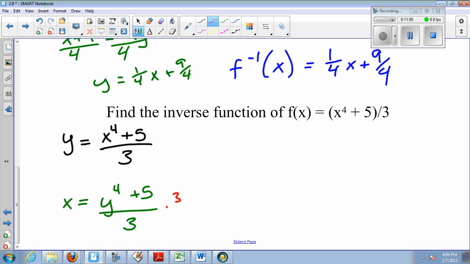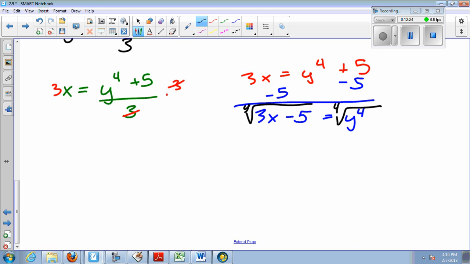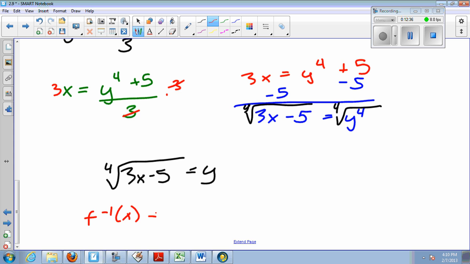So first thing I do is I multiply by 3 on both sides. So I get 3x equals y to the 4th plus 5. Subtract 5. 3x minus 5 equals y to the 4th. And it's to the 4th, so I have to 4th root it to get y alone. So I get the 4th root of 3x minus 5 equals y. Last step, set it equal to f inverse of x.